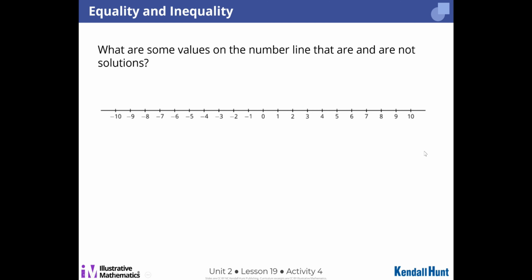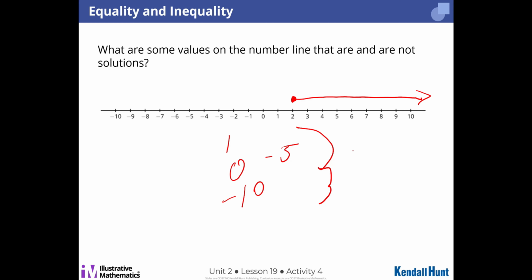What are some values on the number line that are not solutions? So we knew this was the correct graph: 2 with a closed circle with arrows to the right. If we wanted to choose some values that are not solutions, we could say 1, 0, negative 10, negative 5. All these are not solutions. So if they're not 2 and greater, they're not solutions.